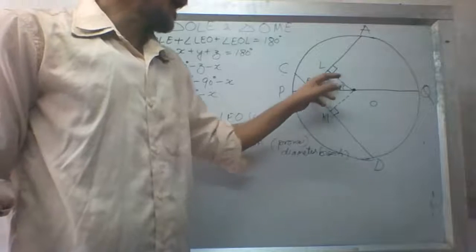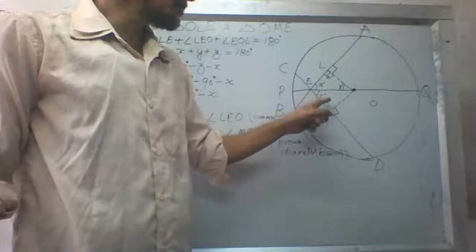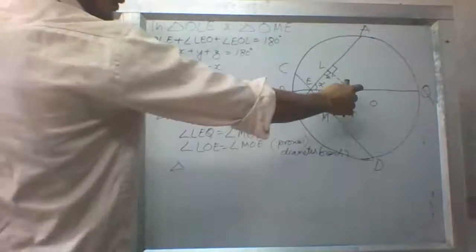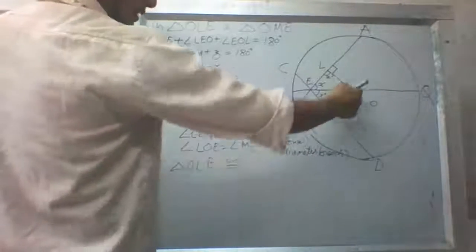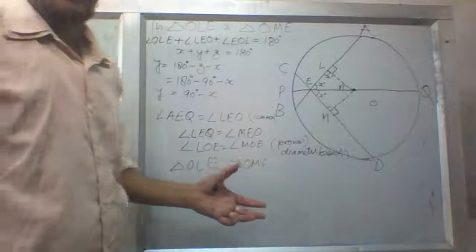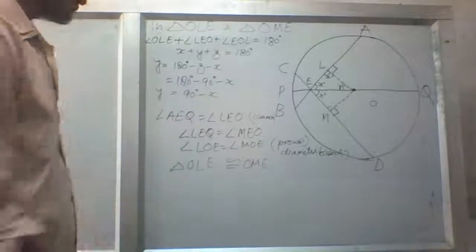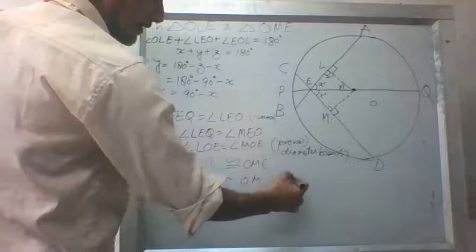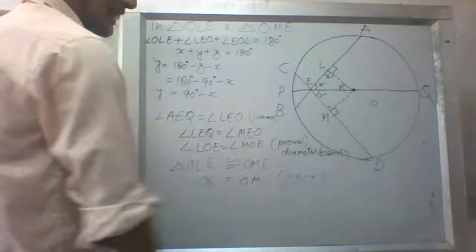Now only angles are equal. Angles have been proved equal. It means this triangle is congruent to this triangle, and triangle OLE is congruent to triangle OME. Only congruency has been proved till now. It means OL is equal to OM, by CPCT, congruent parts of congruent triangles.